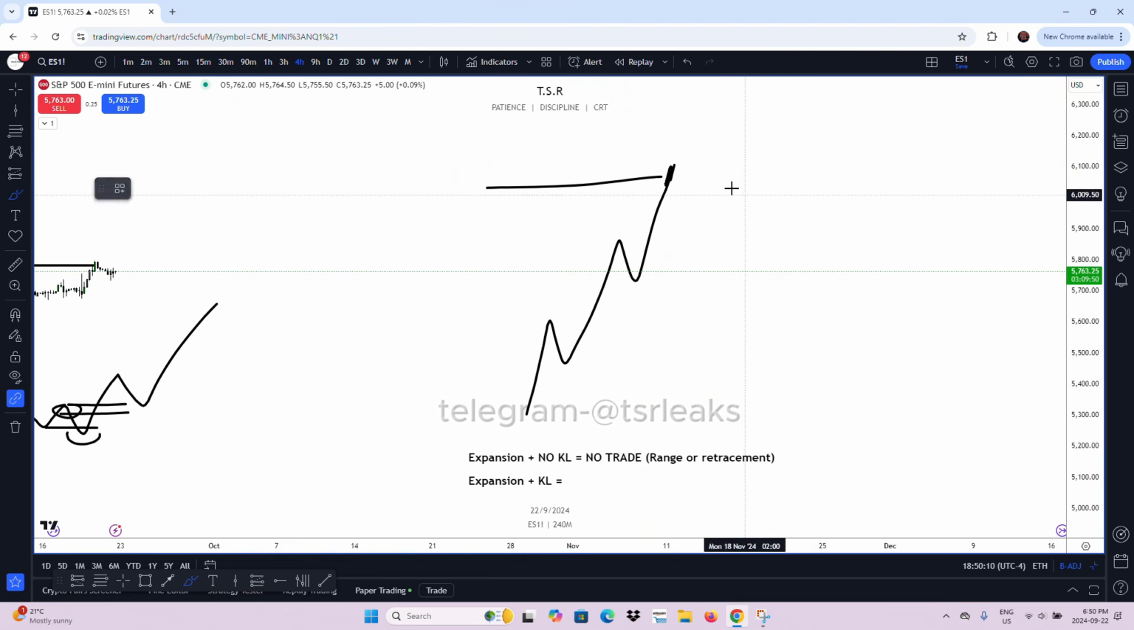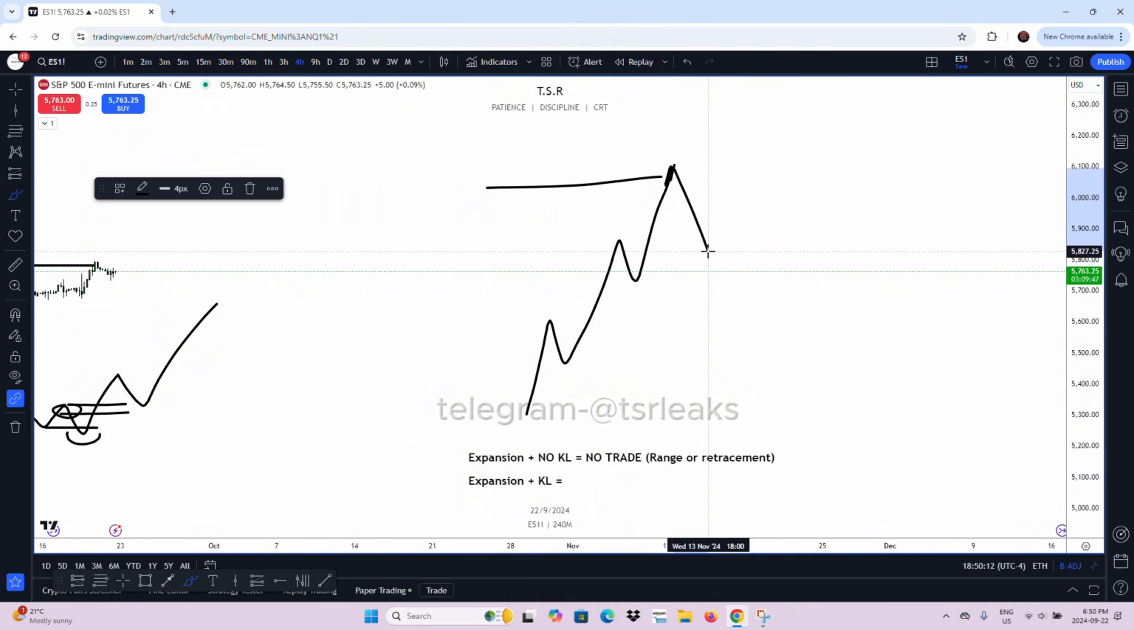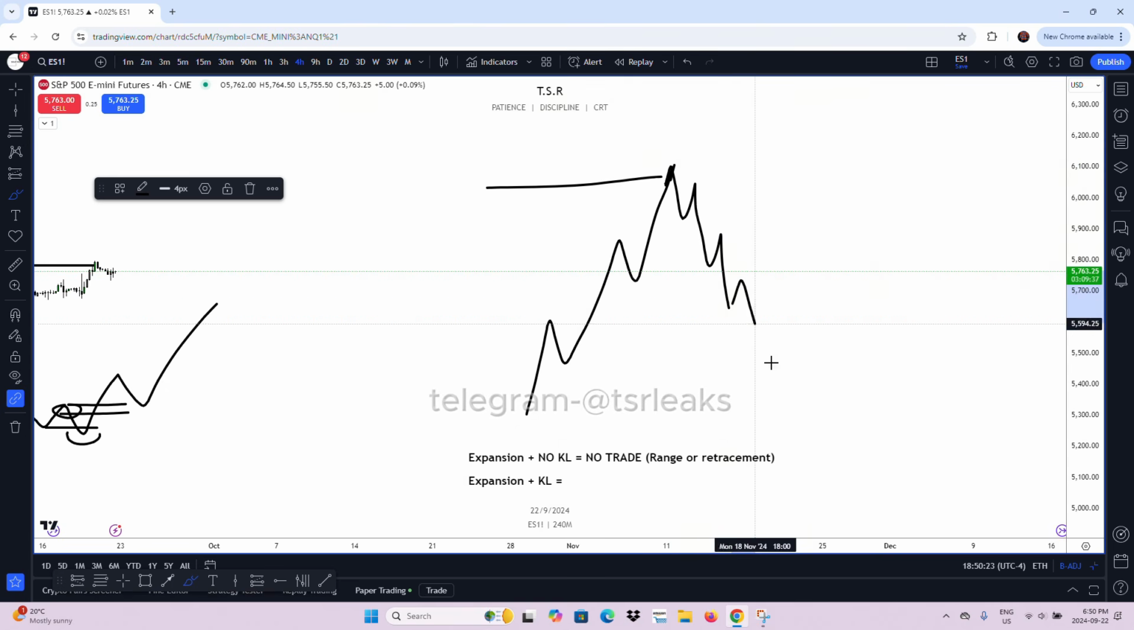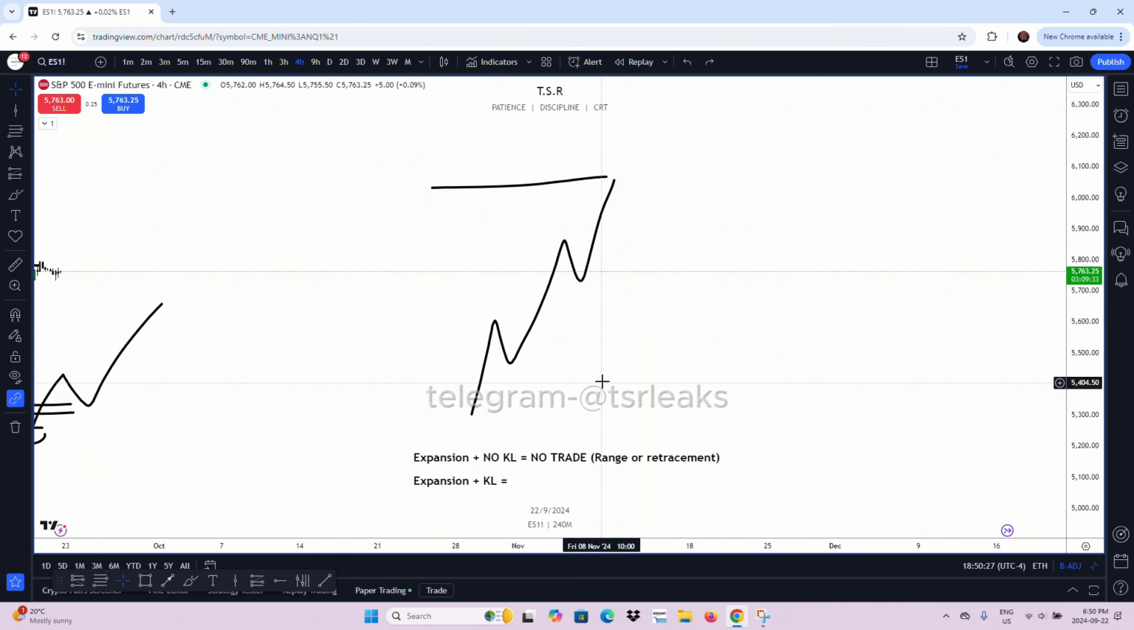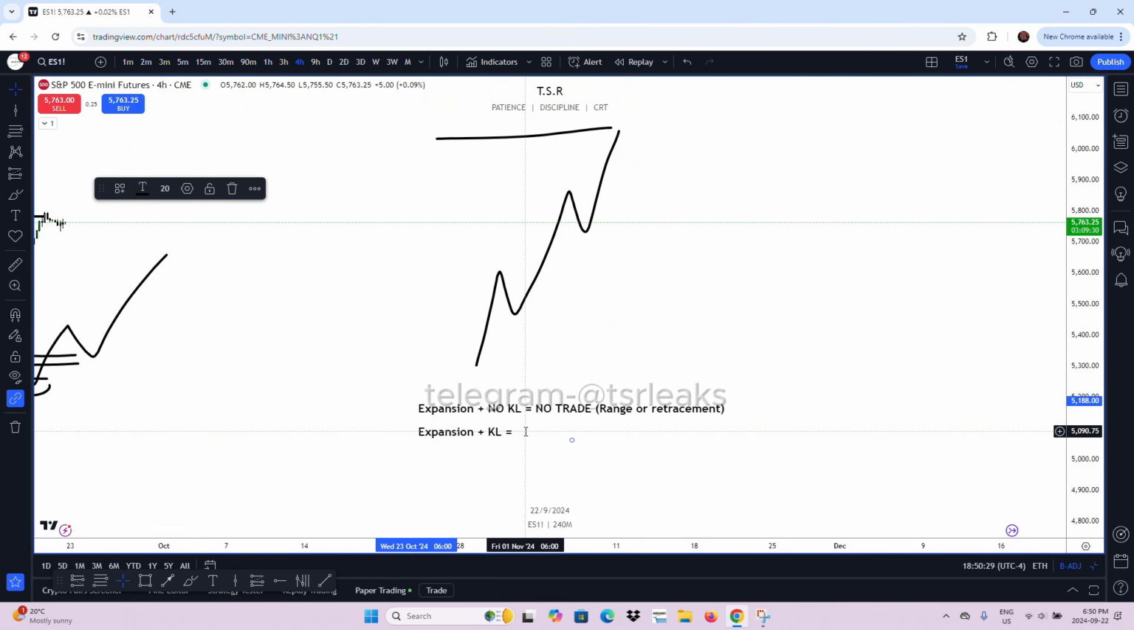Okay? That means price will come down, either as a retracement and then come up, or as a complete reversal, CSD breaking the low, not rejecting it, and continuing downwards. Okay? What does that mean? That means you can trade this range. Okay, so we have a reversal.